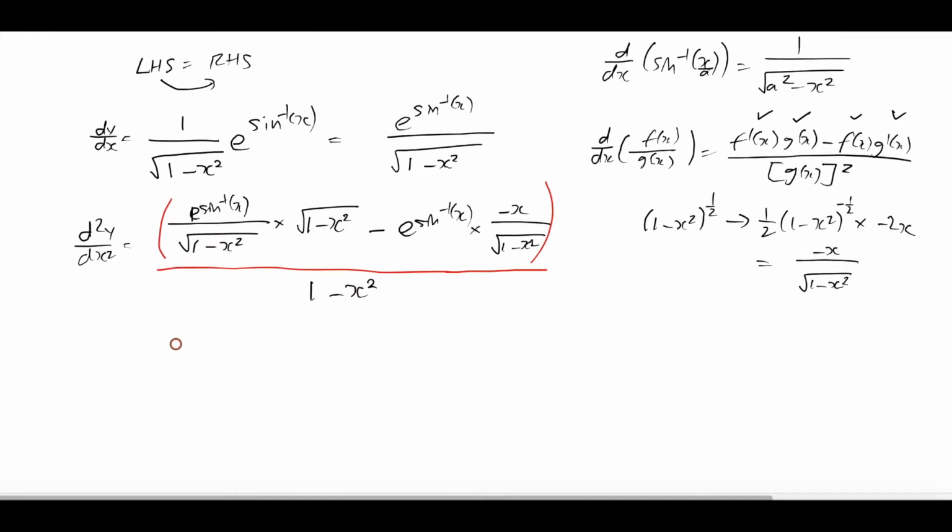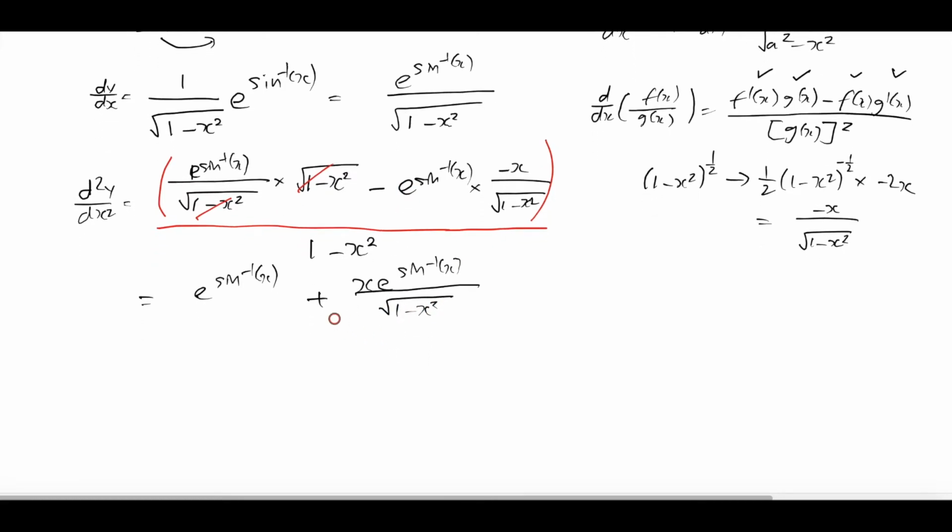And now it's just a case of simplifying. d squared y dx squared, what do we get? Well, this cancels out conveniently, and we're left with e^(sin inverse of x) minus, minus actually, plus, because negative times negative x is plus x e^(sin inverse of x), and then everything is divided by the square root of 1 minus x squared, okay?